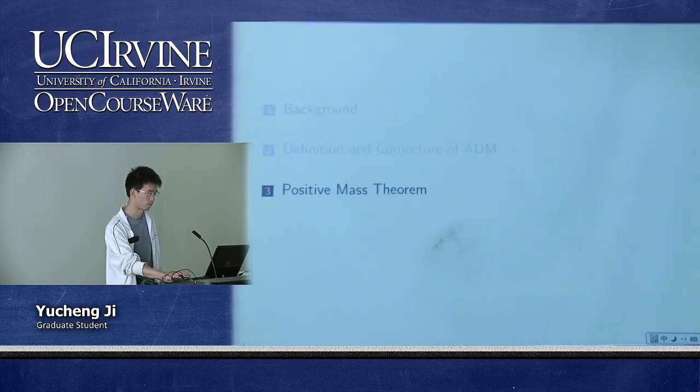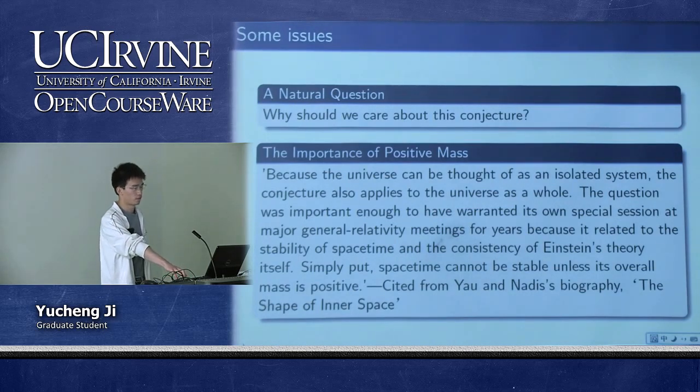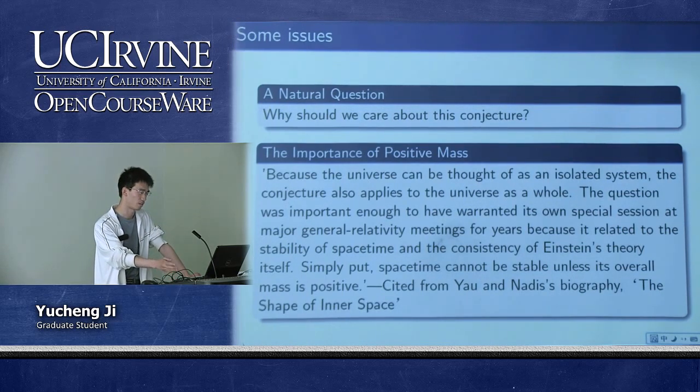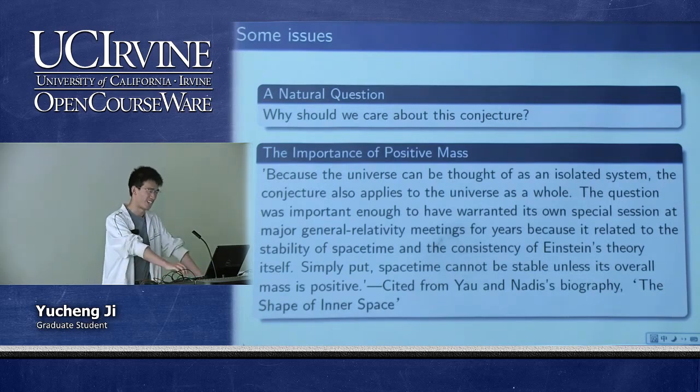Okay, now that's the positive mass theorem. So a natural question is why should we care about this conjecture? Schoen and Yau, the ones who proved this theorem, one of them Yau, the same Yau in Calabi-Yau, wrote a biography of his math life, and he explained why this conjecture should be considered. Because the universe can be sort of an isolated system. The conjecture also applies to the universe as a whole. It's a pure theoretical concern.